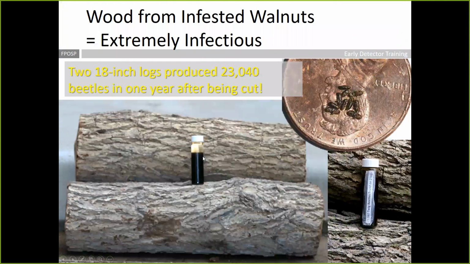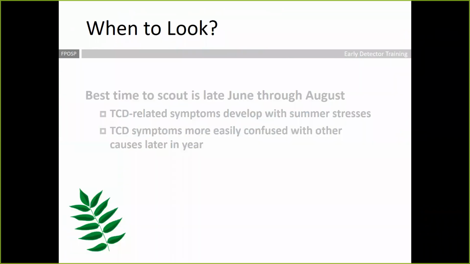This vial over here has over 20,000 beetles inside of it. And two 18-inch logs will produce that many beetles. So, each spot where the beetle goes in and feeds will cause a cut, and it's called thousand cankers disease because there are 1,000 little cuts underneath the bark that transmit this fungus and cause this localized death. And when the wounds coalesce, that's when you actually kill the tree.